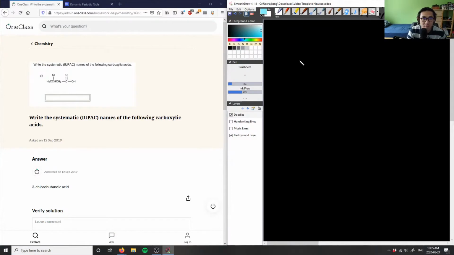Number 5 is asking us the IUPAC name of this guy here. I think you kind of like this software, but I might actually use this more often here. I like the control that I have here.